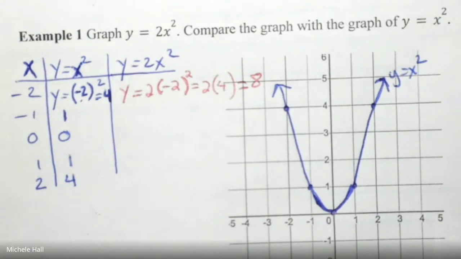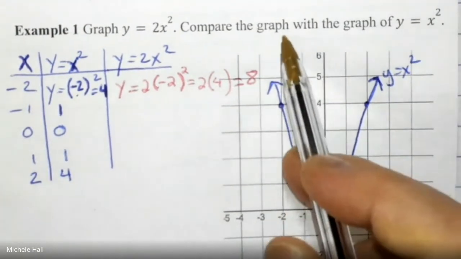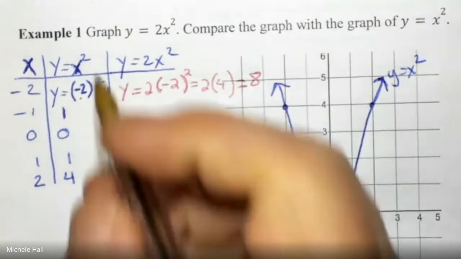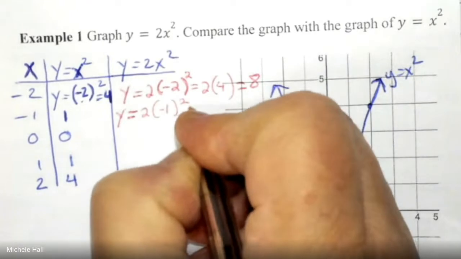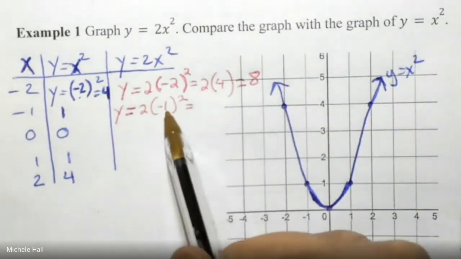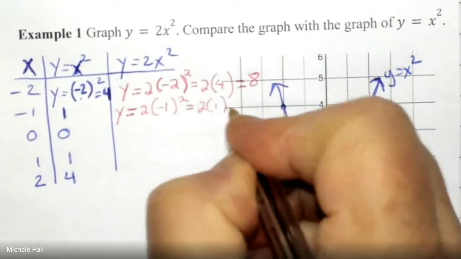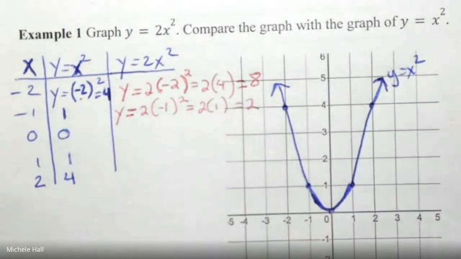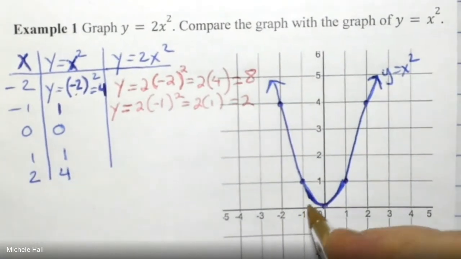And I can see that when x is -2, I'm going to get 8. And it's not on my graph, so I'm just going to keep going on here. So y equals 2 times -1 squared. I start with my exponents first. -1 squared is 1. So I get 2 times 1. So when x is -1, I get that y is 2.